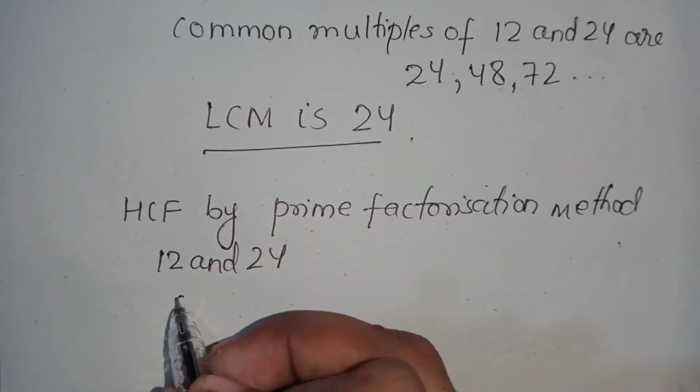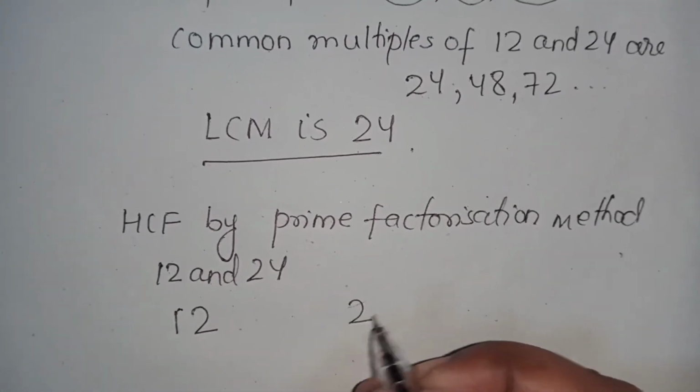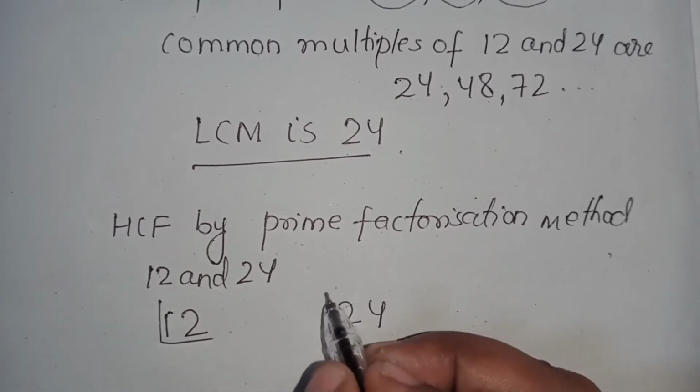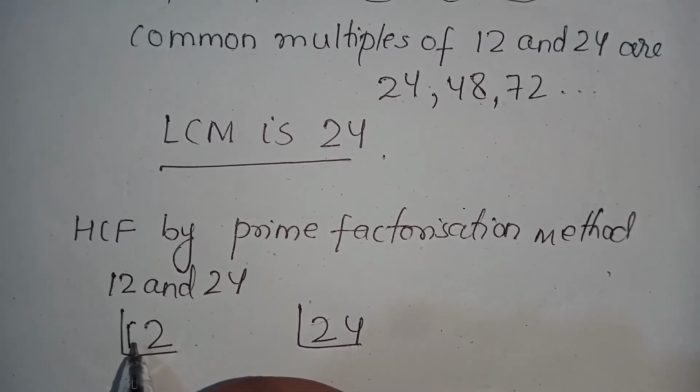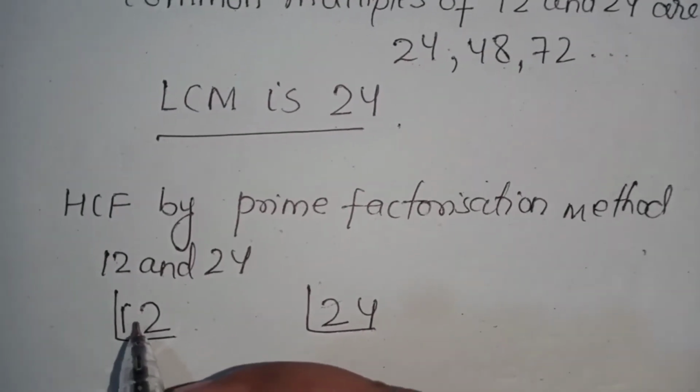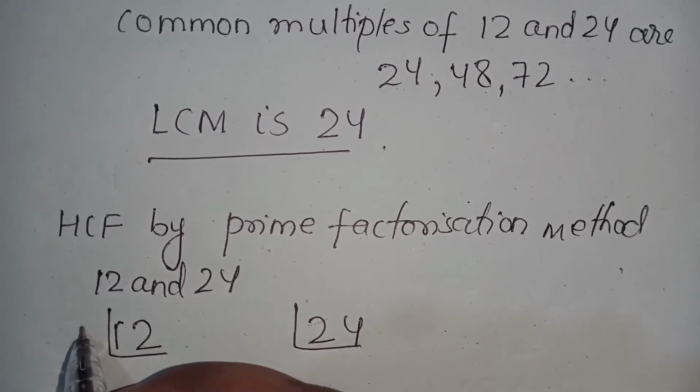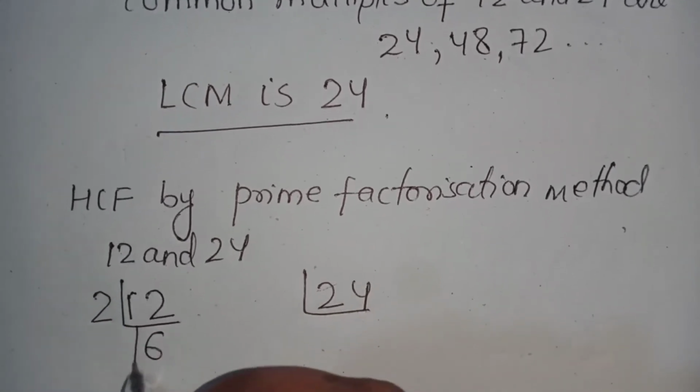Now how to do it? We will write here 12, okay, and here 24. Now we are going to divide these by 2. 2 is a prime number. We will use prime numbers to divide them. So it comes in the table of 2. So 2 sixes are 12.